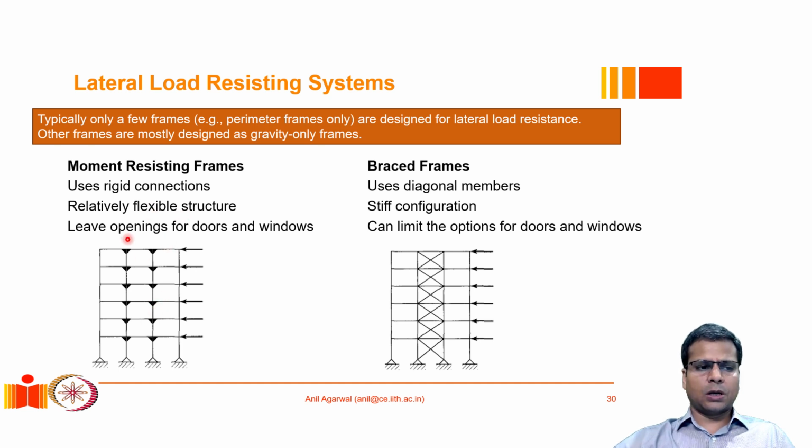The one good thing about moment resisting frame systems is that they don't have any members blocking these openings, and therefore the designer has complete freedom to provide windows and doors wherever they want. But in braced frame systems, it becomes a hindrance, because if we want to provide a door here, because of the braces that are passing through at this cross section, providing a door or a window here may be very difficult or may not be possible.